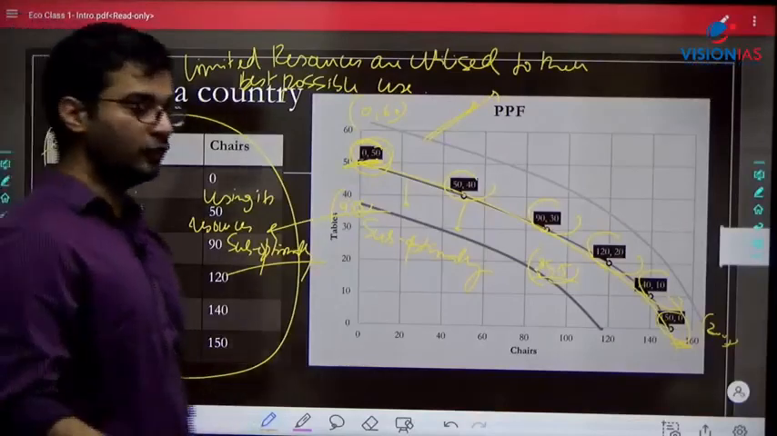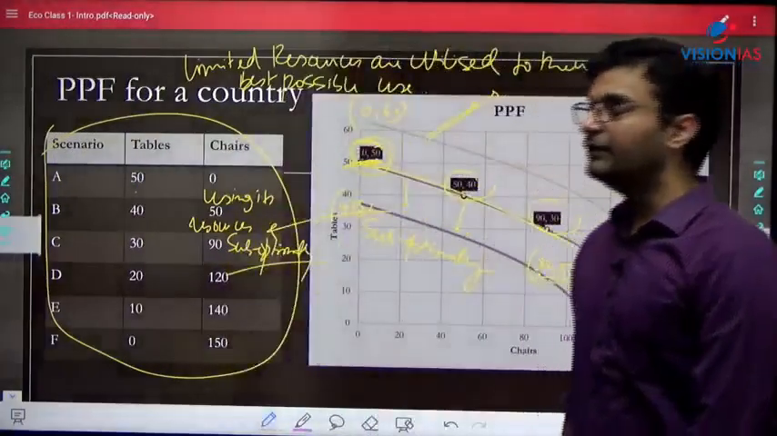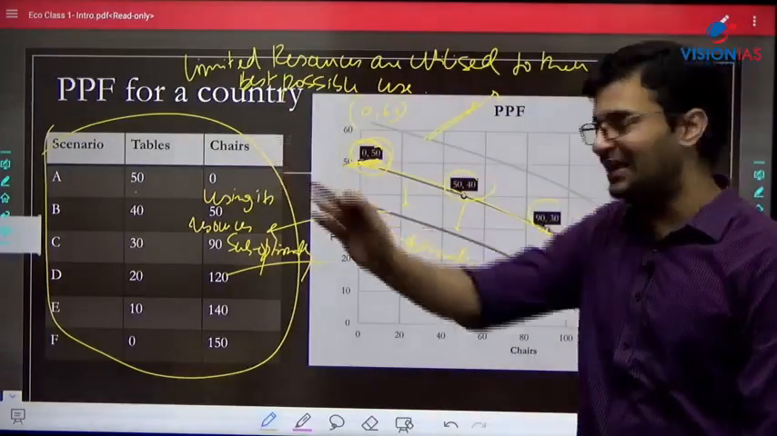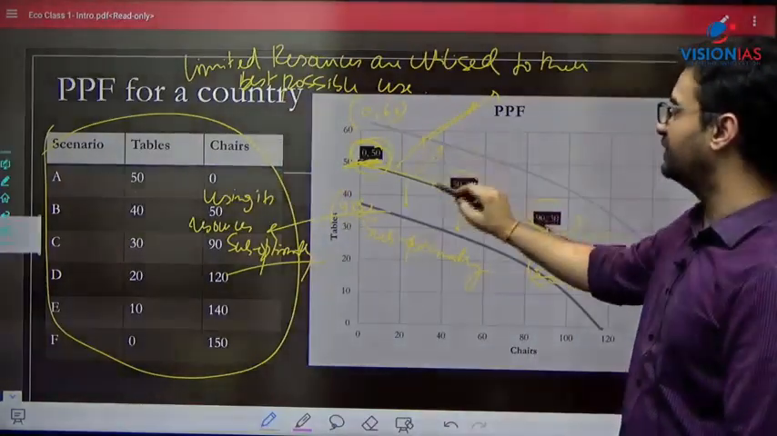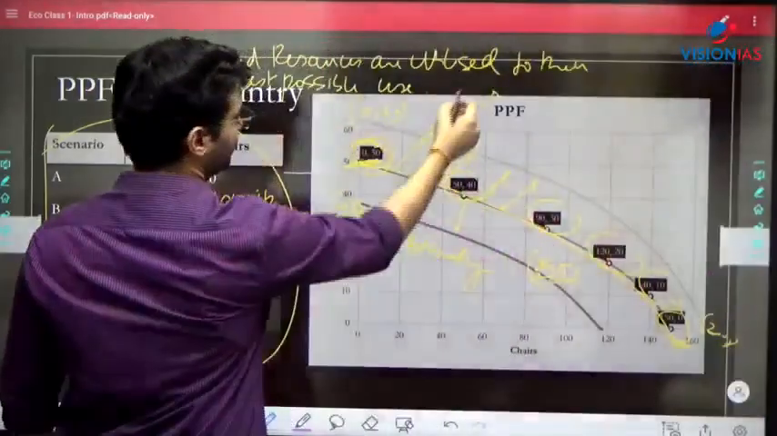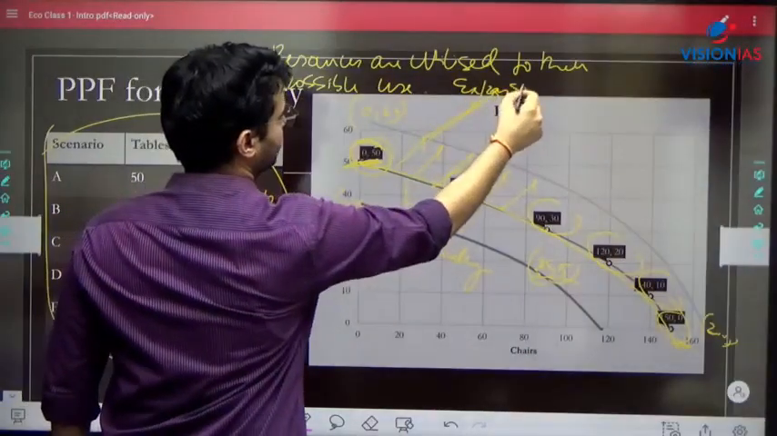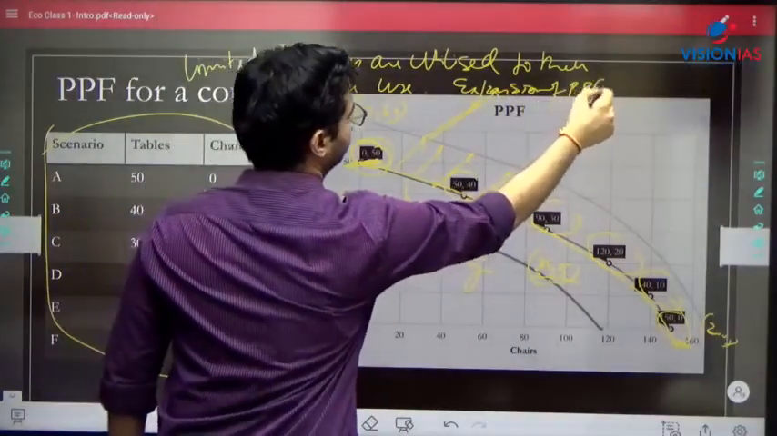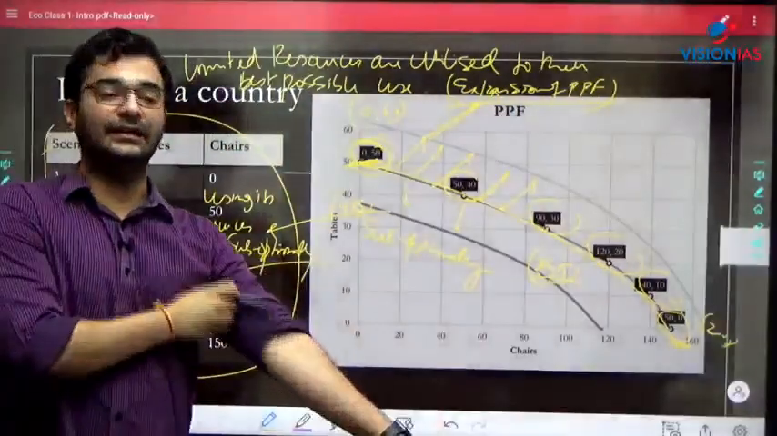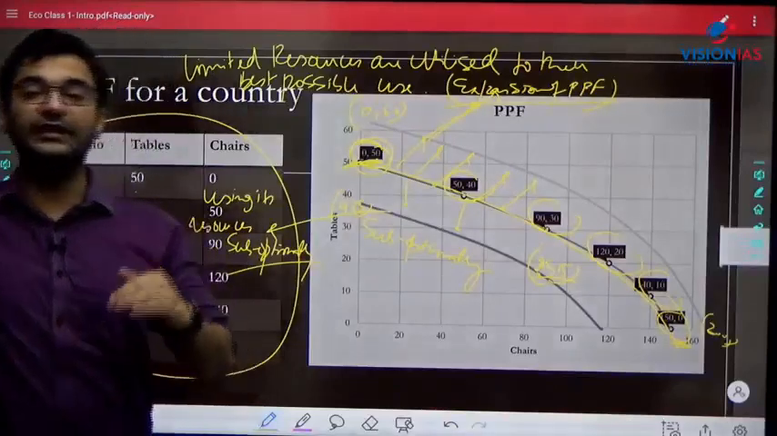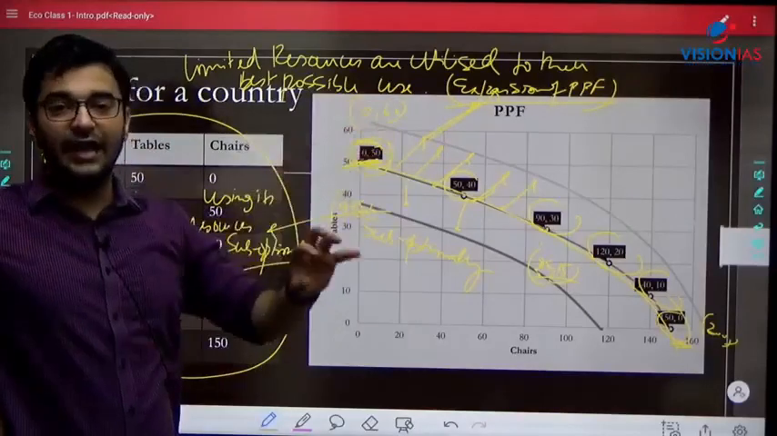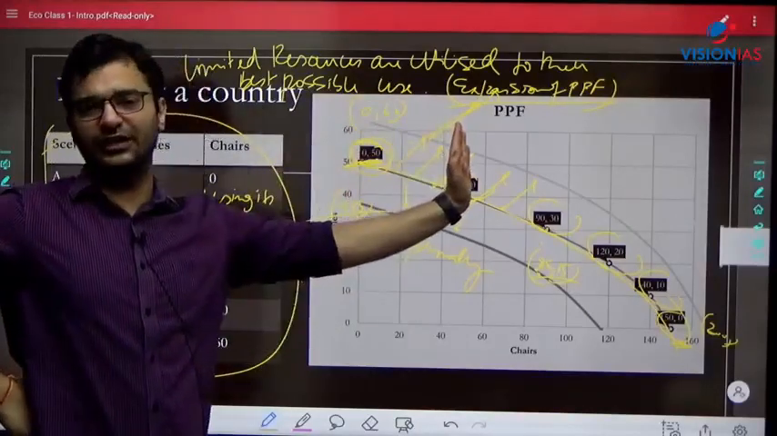However, going forward, with improvement in technology, with improvement in productivity, it can aim to produce this much. It can aim to expand its production possibility curve. Expansion of PPF. Going forward with increase in productivity, with change in technology, a country can expand its production possibility curve.